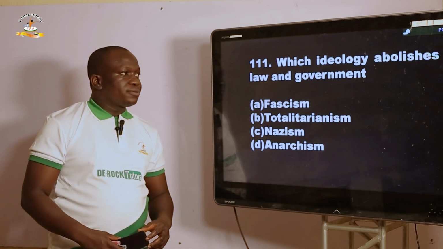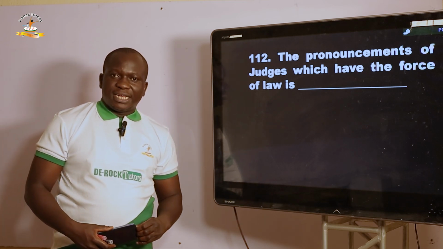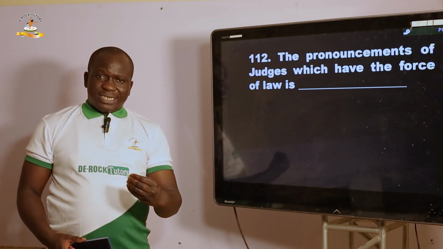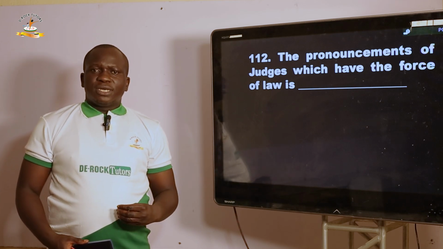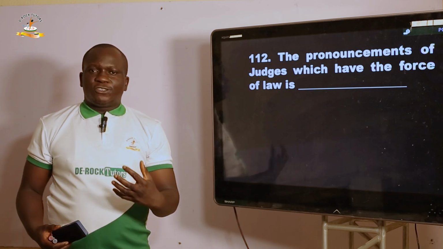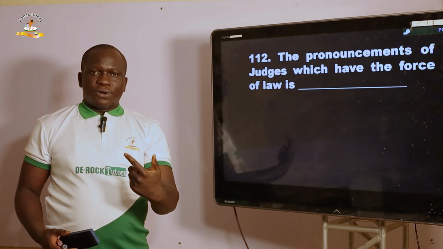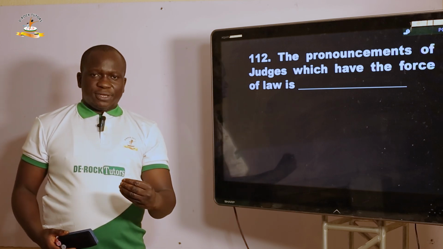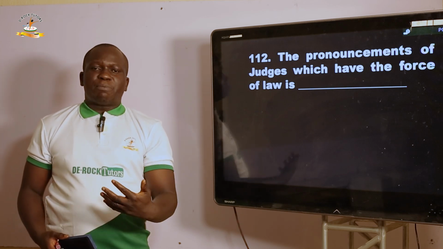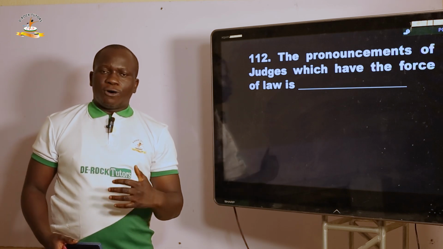Now to the next question. The pronouncement of judges which have the force of law is called dash. Now, when a case is brought before the judiciary, also called judicature, also called courts, the judiciary will hear the matter and come to a conclusion and give a judgment. That judgment is a law and it is called case law. So it is a pronouncement of a court which has the force of law. It is called case law, also called judicial precedent, also called decided cases, also called previous court judgment.